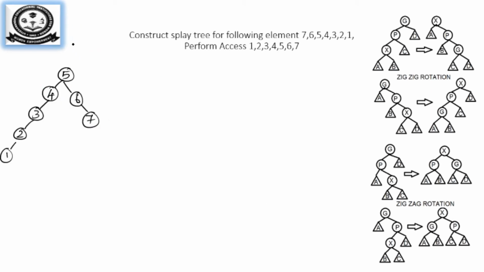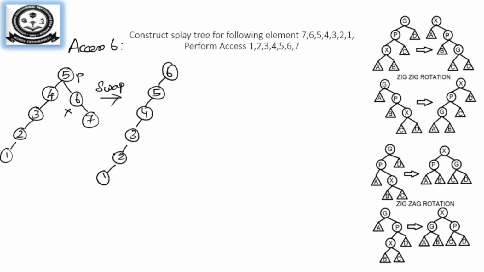So now we'll see the access 6. So you can see only X and P are there. That is parent node and accessing node. So just perform swap. So I will swap it. So you will have 6, 5, 4, 3, 2, 1. Okay. So if you want to know that this entire structure is A, I don't have B. Okay. But I have C. So A is connected to 5 and I don't have B, but I have C. So C will be 7. So this is the diagram for access 6.